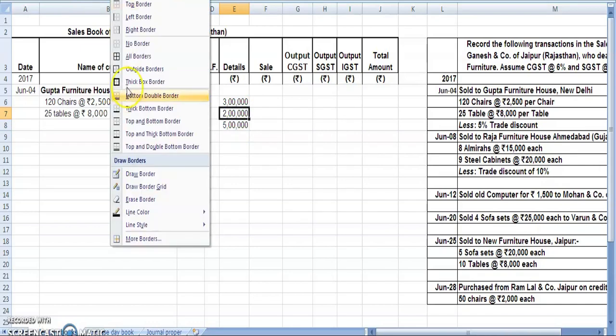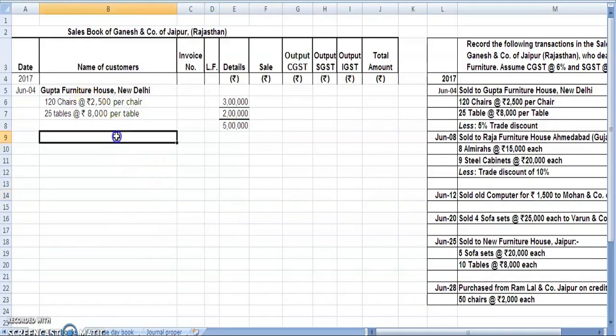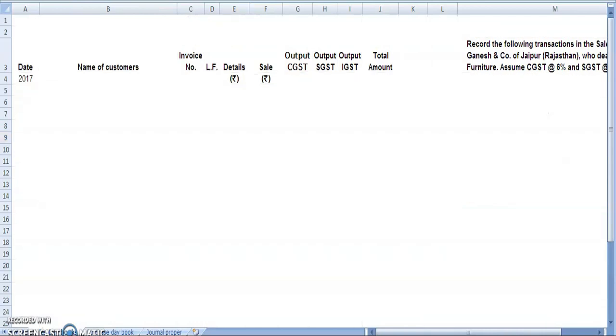So, then we have to less discount, and the trade discount is 5%, less 5% trade discount. So, 5% is 25,000. Now we'll minus 5 lakh minus 25,000. This is coming to 4,75,000. Okay.